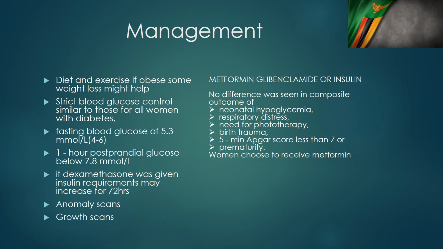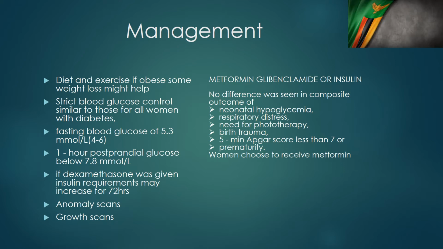1 hour postprandial glucose level should be around 7.8 or below, and we need to remember that when we give dexamethasone, sugar control will be disturbed for almost 72 hours, so we would need to increase the dose of insulin to counteract the effects of the steroid that we've given.